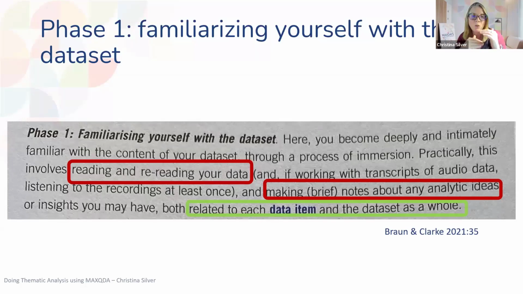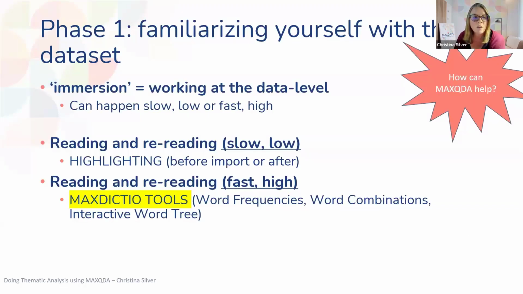Okay, so at least 2 levels happening there. So definitely a couple of tasks and a couple of levels at which to do those tasks. So how can MAXQDA help? Here I've got a list of a few ways that MAXQDA can help with the immersion idea, working very much at the data level. That can happen in a slow, low way, very much at the data level, or a much faster and higher level way inside MAXQDA.